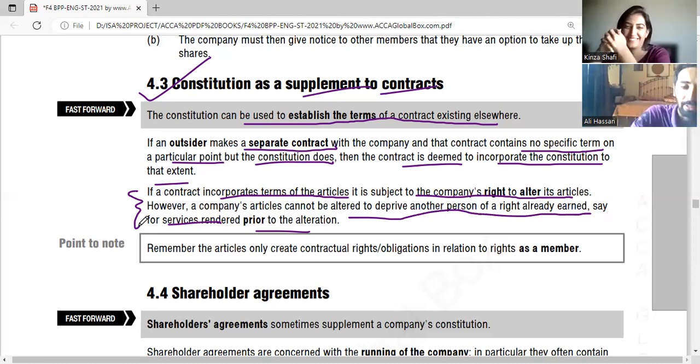Okay, so ma'am, if an outsider made a different contract and there is no term mentioned, then the default assumption should be the same as what is mentioned in the constitution.